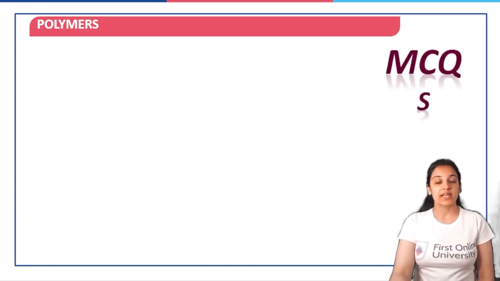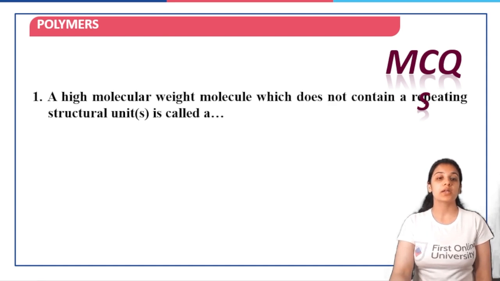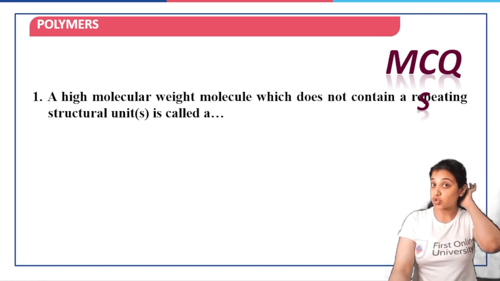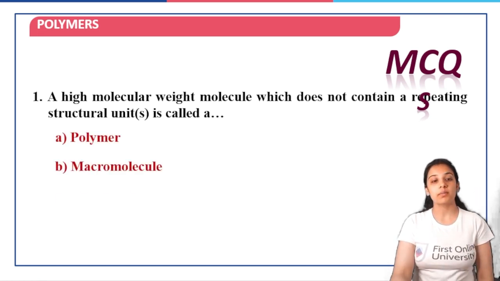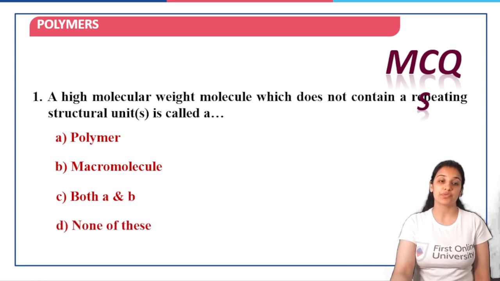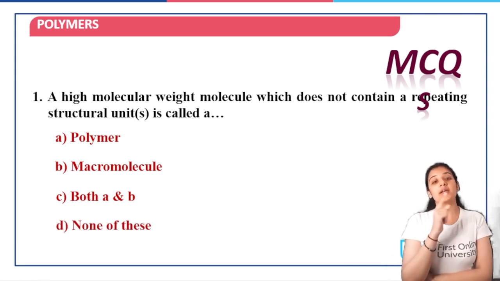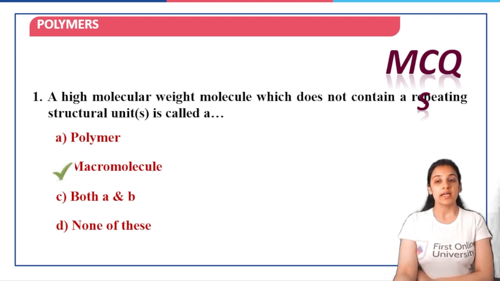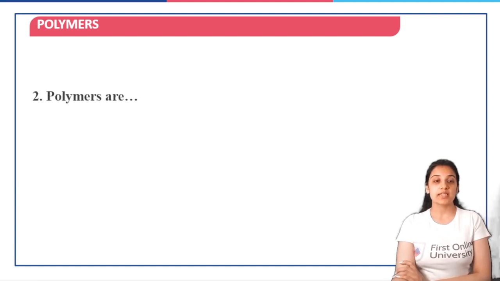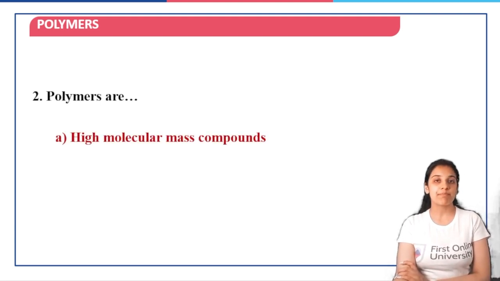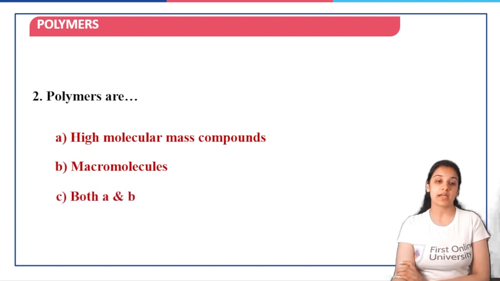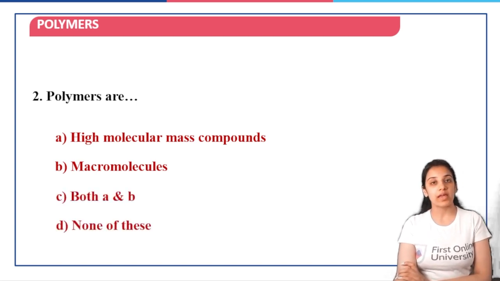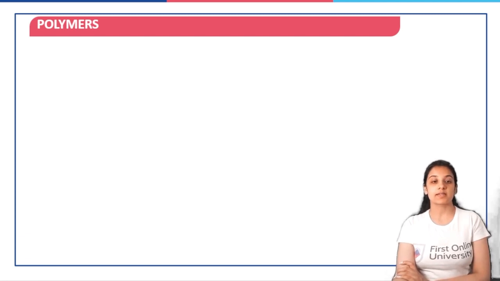Now, based on this, let's quickly have a look at a few MCQs. A high molecular weight molecule which does not contain a repeating structural unit is called polymer, macromolecule, both A and B, or none of these. Now, when it does not contain a repeating unit, it will be a macromolecule, but it will not be a polymer. So, option B, macromolecule, is the correct answer. Next question is, polymers are high molecular mass compounds, correct? Macromolecules, correct. So both A and B or none of these, both A and B. Option C is the correct answer.